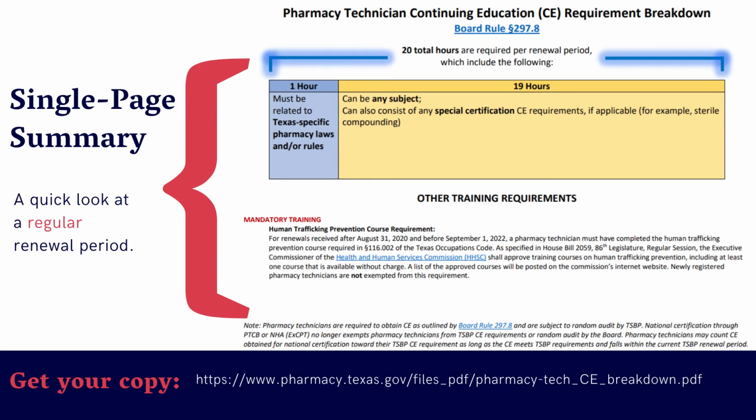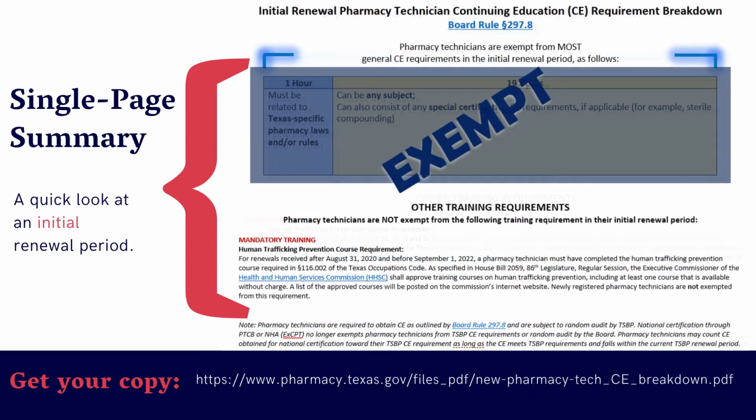So as these requirements become a bit more complex, we recognize it can start to be a lot to remember. So we've put together single-page summaries of this information that you can download or just reference on our website, whichever is easier. Here's a single-page summary for a regular renewal period, which again is going to be applicable to most pharmacy technicians. And here's a single-page summary for pharmacy technicians in their initial renewal period.